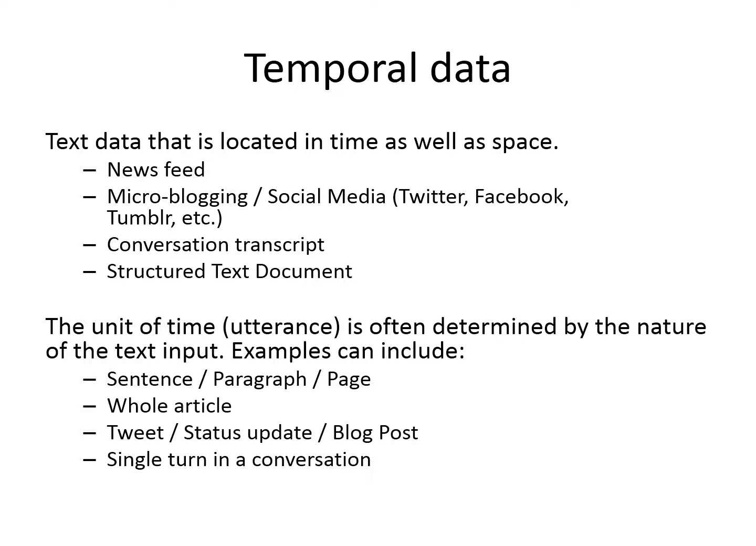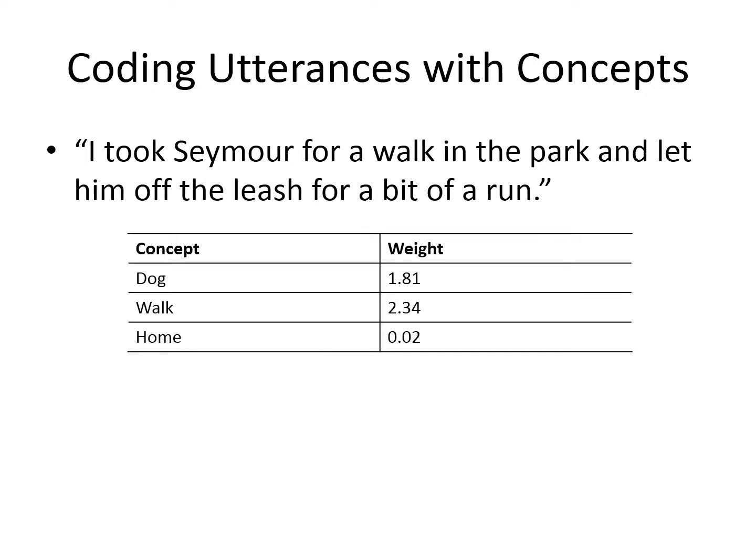So, for example, we could input the unit of time, the basic utterance, as a sentence, paragraph, or page of a document. It could be a whole article, say a whole scientific article. We could have a tweet or a status update, a blog post as an utterance, or, for example, a single turn or a group of turns in a conversation. So what we do then is we take the entire text we're interested in analyzing in a temporal way, and we code all the utterances with these concepts.